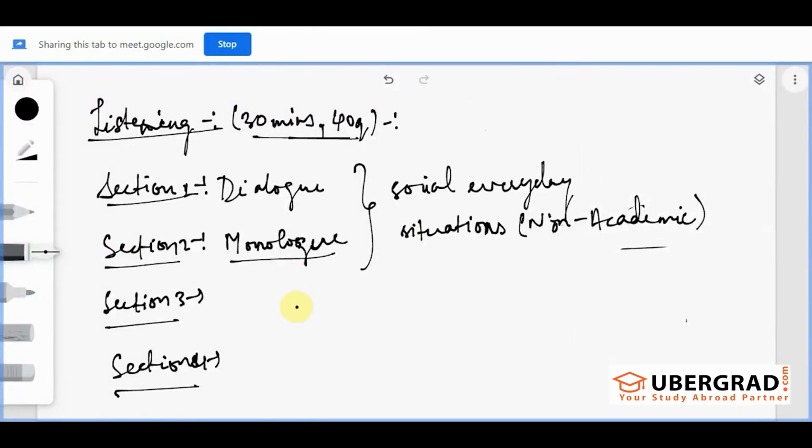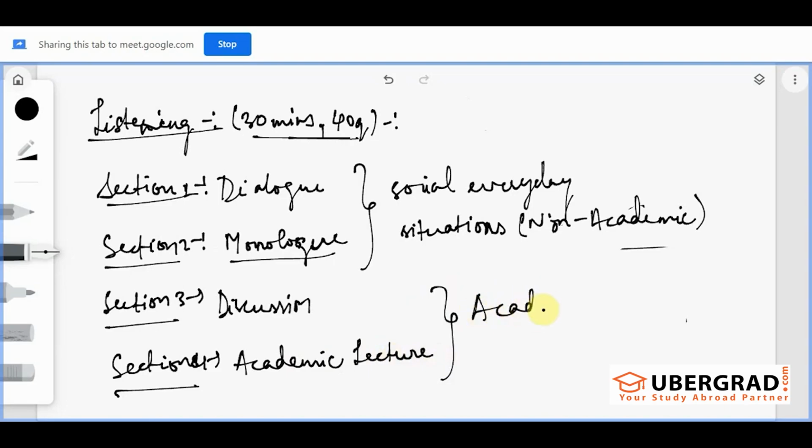Now, section 3 and section 4. Section 3 is known as discussion, and section 4 is an academic lecture. So both of these are based on academic contexts. The subject of discussion, or the topic on which they are discussing, is related to academics.